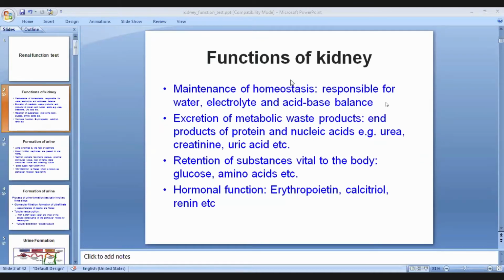Retention of substances vital to the body. Some substances that are very vital to the body should be retained, means they should not be excreted in the urine. They should not get lost. So those are glucose, amino acids. These are very important vital substances for the body. Another is the hormonal function: synthesis and secretion of erythropoietin, calcitriol (vitamin D), and renin hormone. Right? So for this hormonal function also the kidney plays a role. Homeostasis, water electrolyte balance, acid-base balance, excretion of metabolic waste products, retention of substances that are very vital to the body.